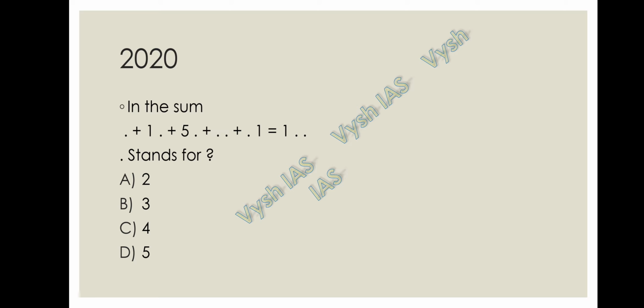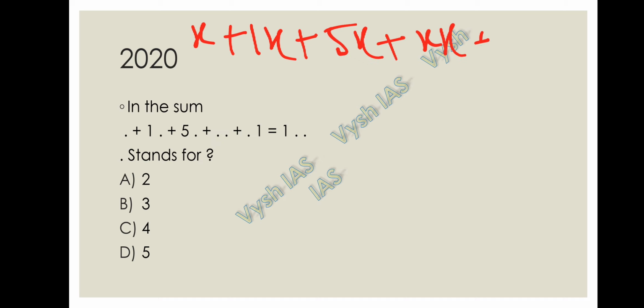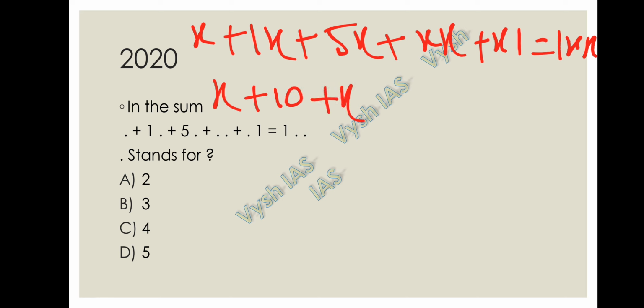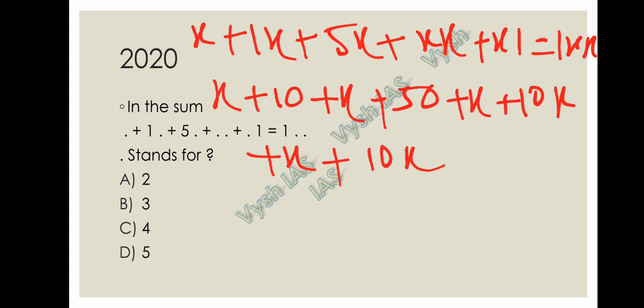In the same model, a 2020 question was asked. Let's solve it directly without relearning the concept, since we have already done it in the 2018 question. Let's take this dot as x: x plus 1x plus 5x plus xx plus x1 is equal to 1xx. Here x is in the units place, so x, plus 10 plus x, plus 50 plus x, plus 10x plus x, plus 10x plus 1, equals 100 plus 10x plus x.